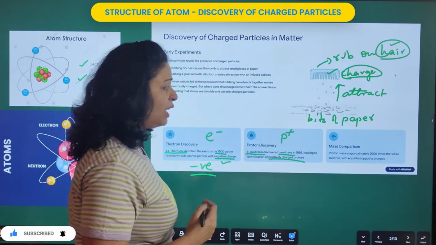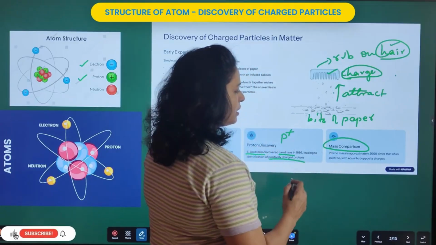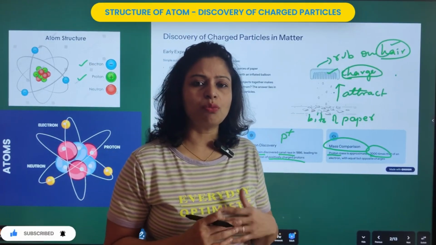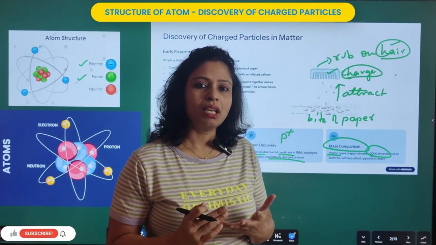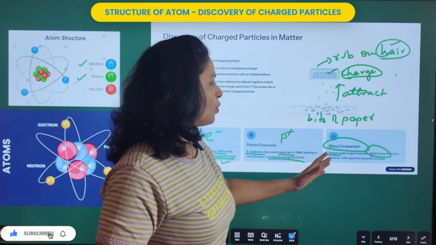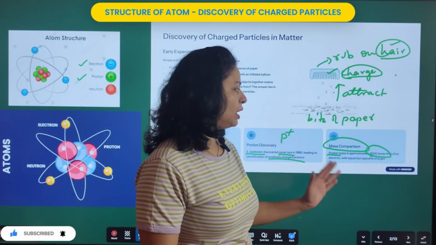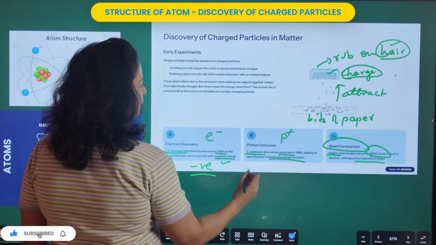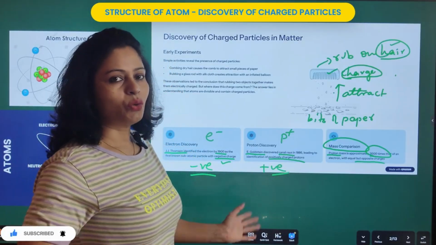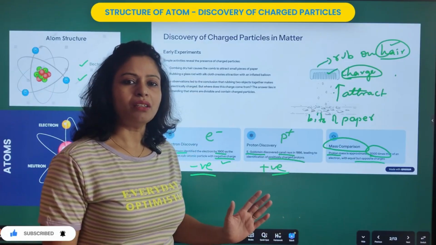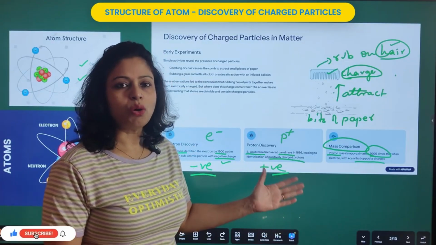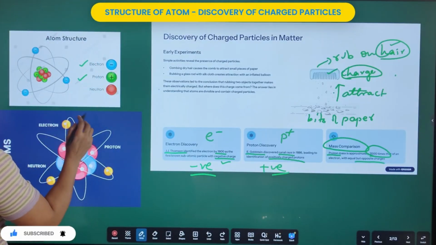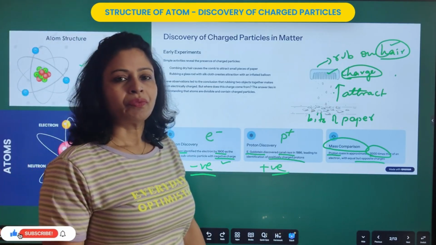Also, about the mass comparison, the proton's mass was found to be 2000 times that of the electron. So the electron's mass is almost negligible, and we consider it negligible. The electron is negatively charged and the proton is positively charged, so they are equal in number, but their charges are different, they are opposite. As you can see here, electrons are negatively charged, protons positively charged. Neutrons we will study later. The neutron was discovered later.